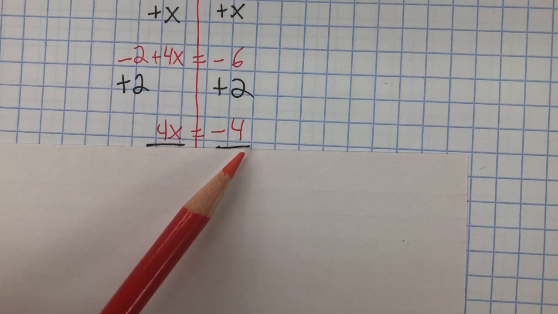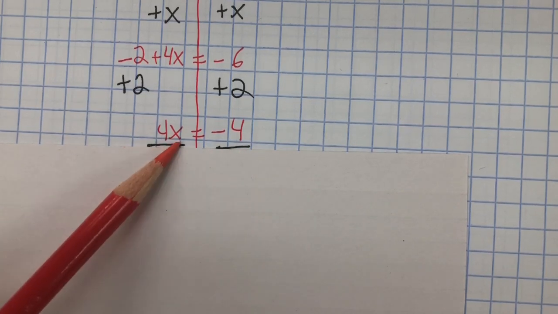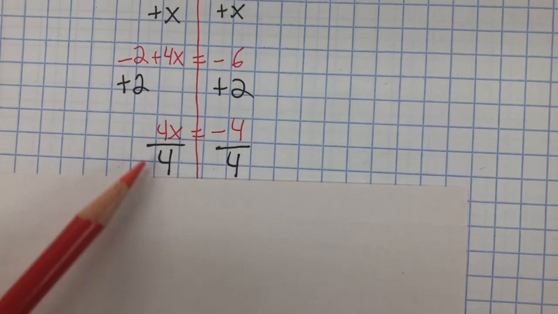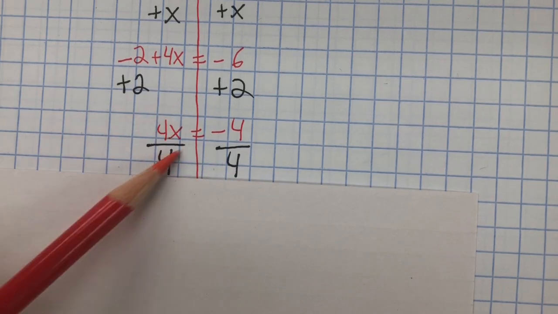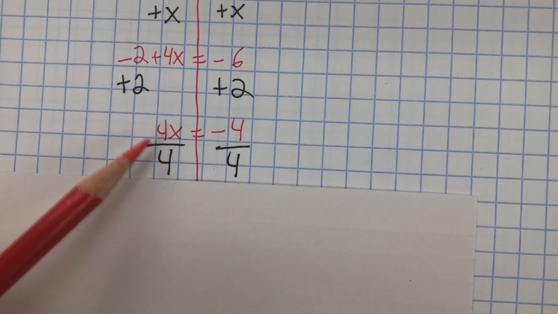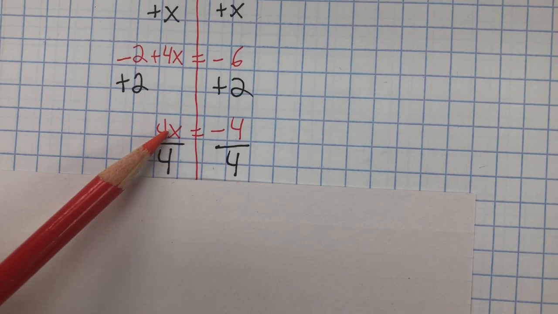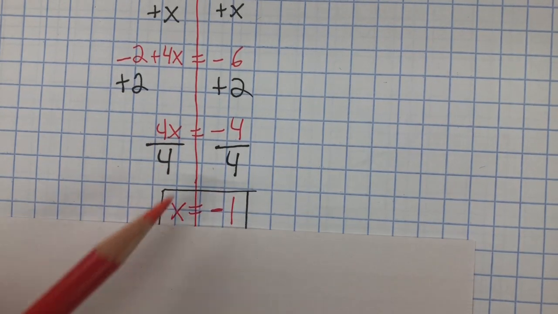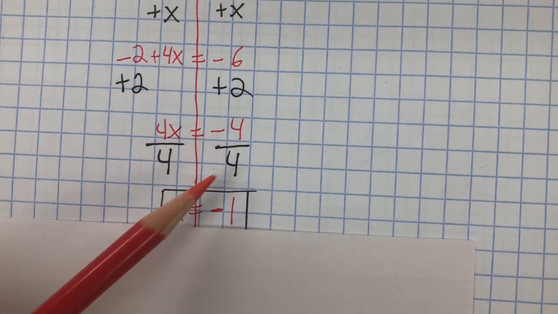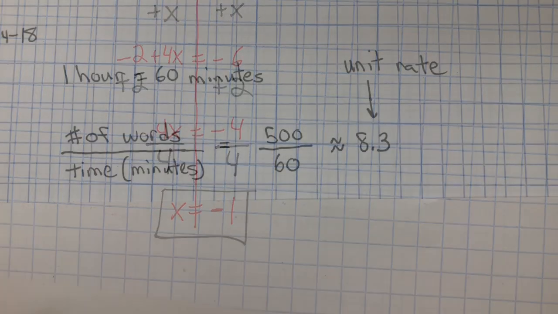4x equals negative 4. Inverse property of multiplication is division. We divide both sides by 4, the giant 1. 4 divided by 4 is 1. 1 multiplied by x is x. Negative 4 divided by 4 is negative 1.